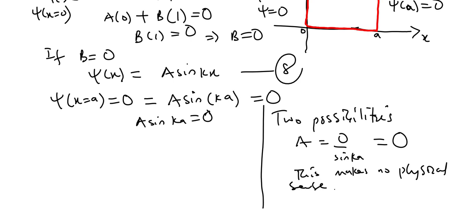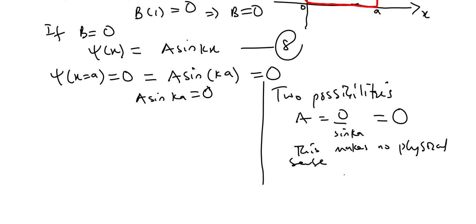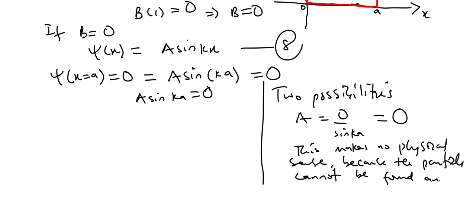because the particle cannot be found anywhere. Now the second possibility is that we say sine ka equals 0 over a, and that one makes sense. In that case a is not 0. So the second possibility is what we choose.